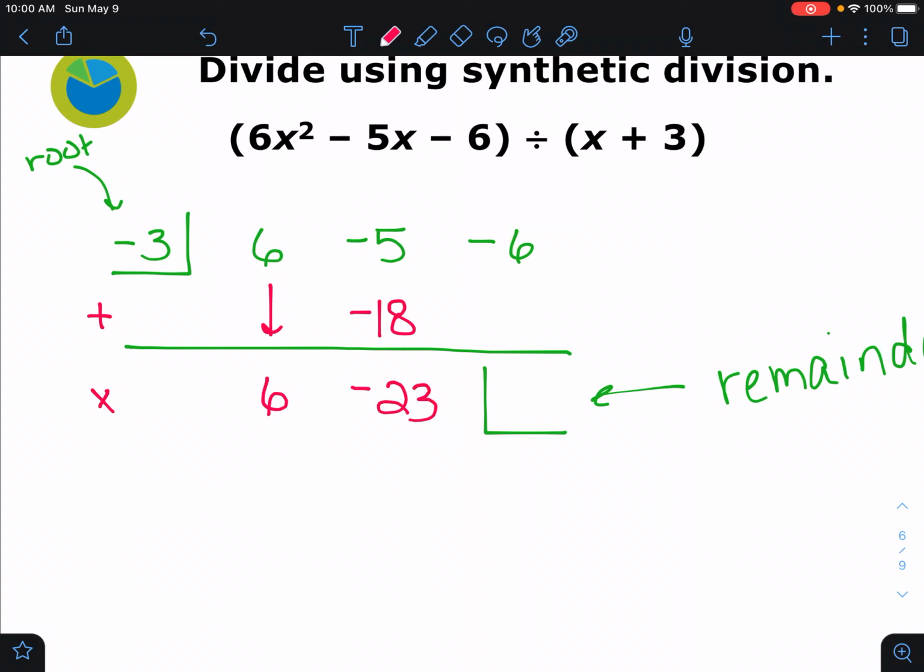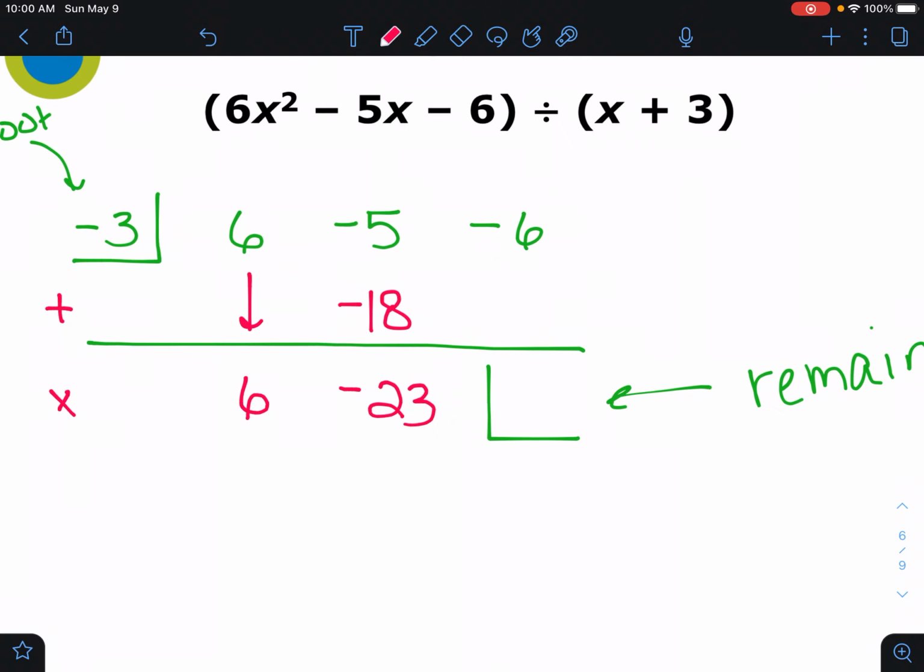Okay, and then once again, anything below this line, you're going to multiply by this guy right here, negative 3. So we're going to say negative 3 times negative 23 and multiply those two. So that's going to give us positive 69. Now we're going to add these two. So that would give us positive 63.